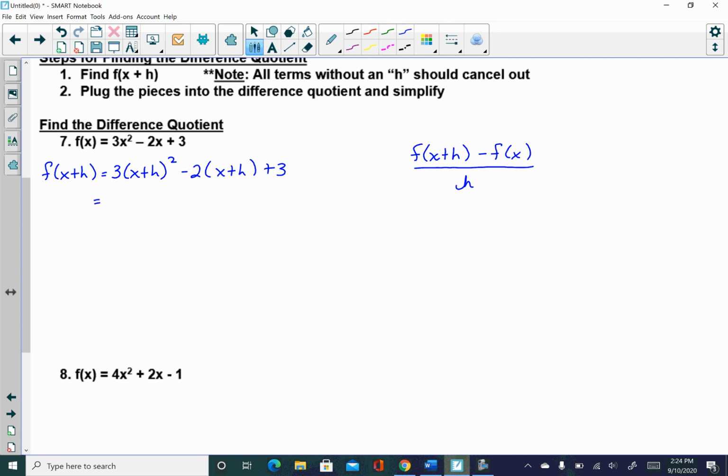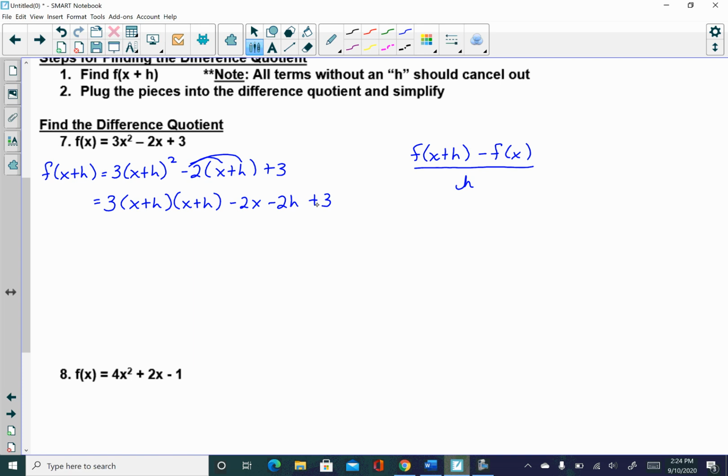Okay, so I've got a power here. I've got to take care of it. That squared means to write it twice. So (x plus h) times (x plus h). We can go ahead and take this -2 and distribute it. So -2 times x is minus 2x. -2 times h is minus 2h, plus 3.